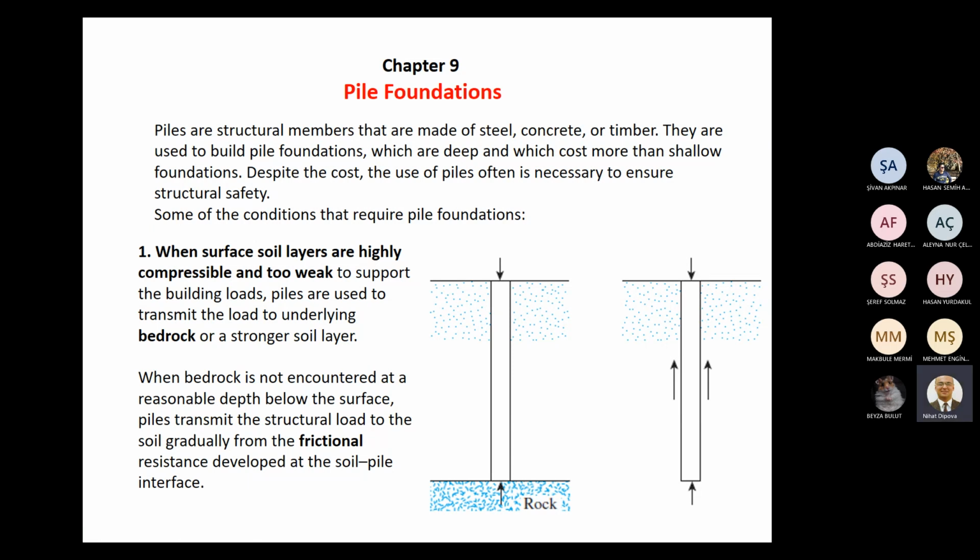When surface soil layers are highly compressible and too weak to support the building loads, piles are used to transmit the load to underlying bedrock or a stronger soil layer. As shown in the figure, suppose that the upper stratum or upper layer is compressible and weak or any kind of problematic soil. So we have to transmit our load to a strong layer.